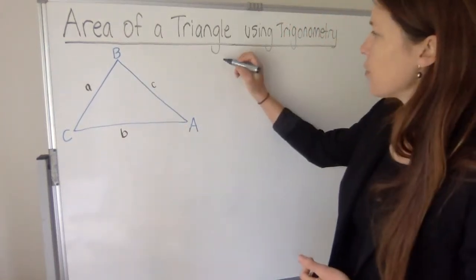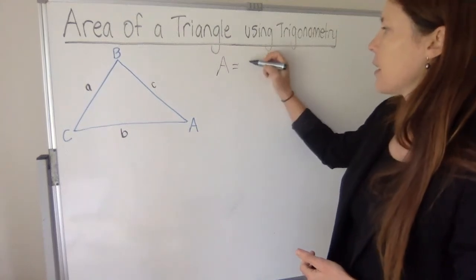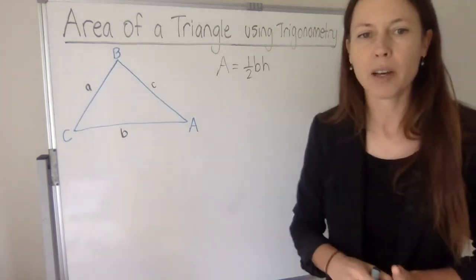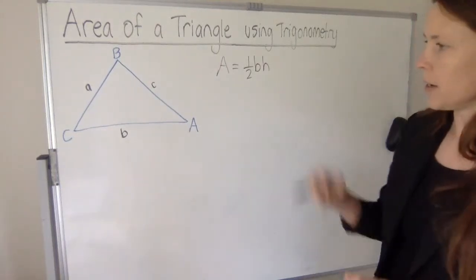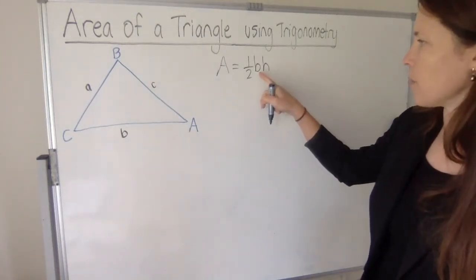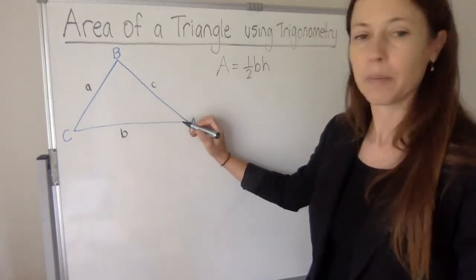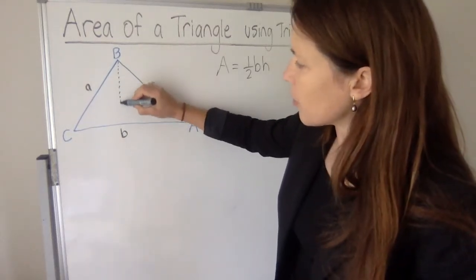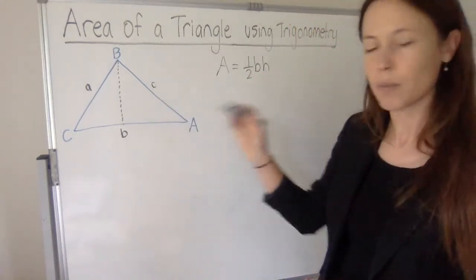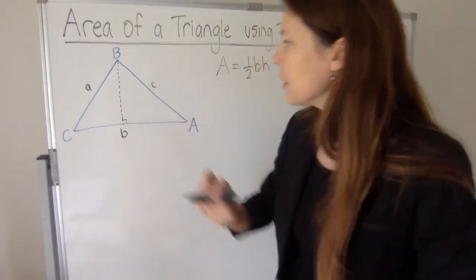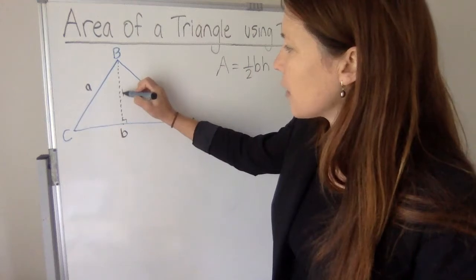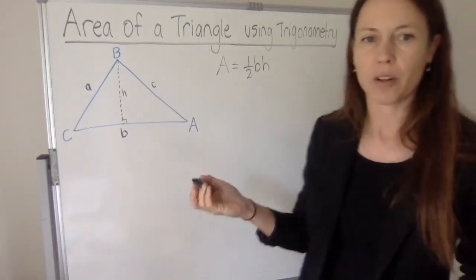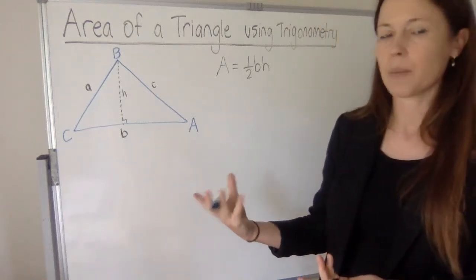Now, so far you've always used this formula: area equals half base height. That's half times the base times the height. Now, the problem with this is that if we call the base, let's say the base is this one, lowercase b, we'd actually need to know the vertical height, because the base and the height have to be at right angles to one another, don't they? We need to know the vertical height, let's call it h, to be able to use this formula.